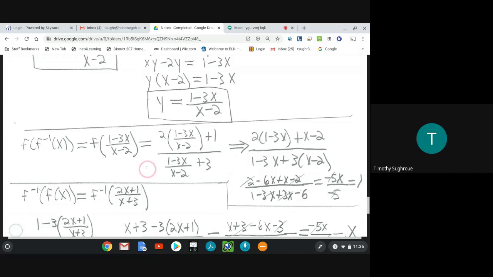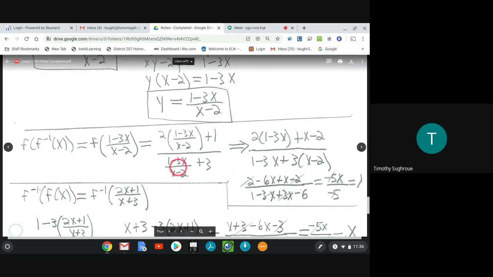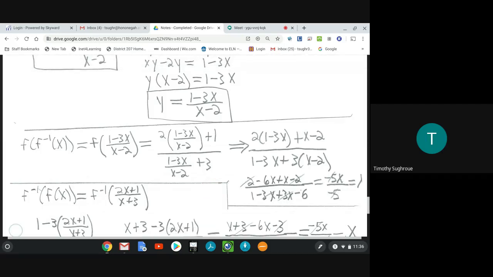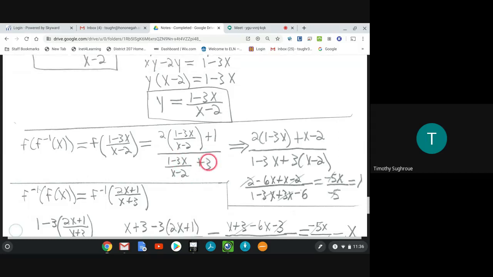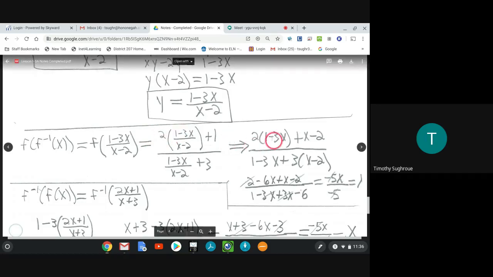What I say is, what is the lowest common denominator considering all of these denominators? It's only x minus 2. X minus 2 is the lowest common denominator. So let's just multiply everything by x minus 2. If I multiply this, there are 4 terms here. 1, 2, 3, 4. If I multiply every term by a factor of x minus 2, look at the x minus 2 just cancels here. And I'm left with 2 times 1 minus 3x.